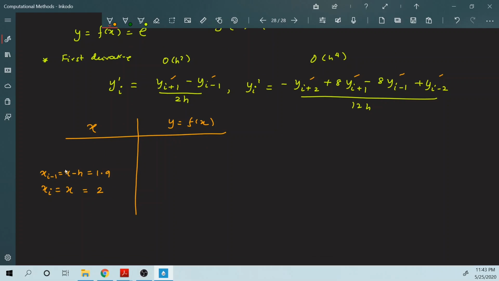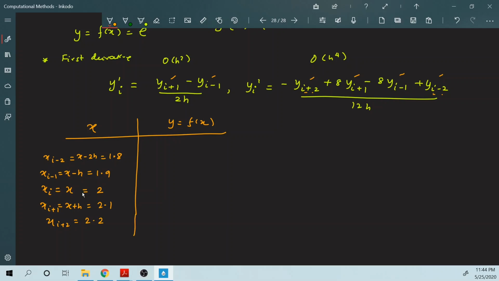So till where are we going to go? Till what value are you going to calculate? If you see, we need xi plus 2 and xi minus 2. So we'll go till xi minus 2. So that is going to be x minus 2h. Or simply, if you don't want to write down 2h, you can just subtract 0.1 from the previous value, that is h. So this is going to be 1.8, and similarly xi plus 1 is going to be x plus h, that is 2.1, and xi plus 2 is going to be 2.2.